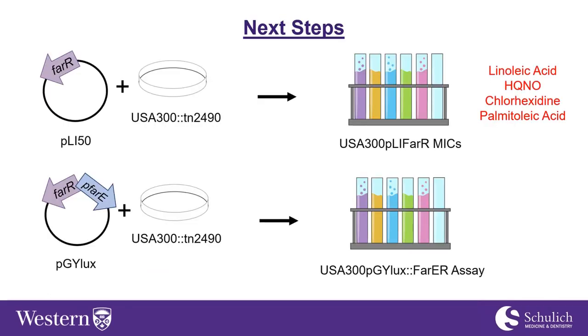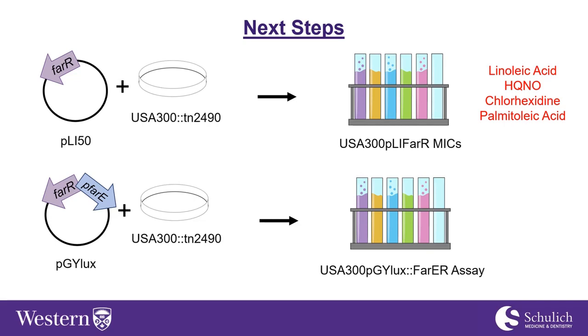After confirming the sequence of the FAR-R variants, my next steps include transforming one of each of the PLI50 expression vectors in E. coli into a lab strain of USA 300 with a transposon knockout of FAR-R. Then an MIC will be performed in the presence of linoleic acid to determine if each amino acid substitution alone is sufficient to cause increased growth in UFFA resistance.